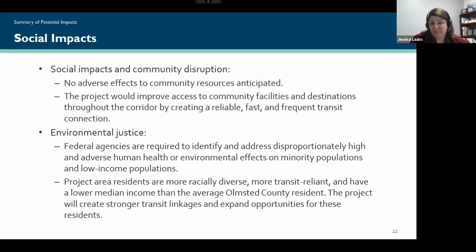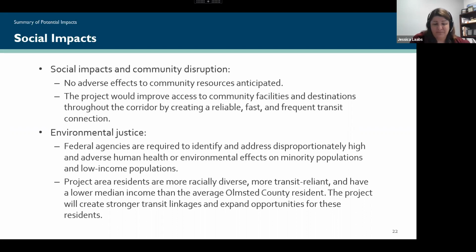And actually by implementing BRT here, access to the community facilities and different destinations in the corridor would be improved by creating a better way for people to travel between those and get to those resources.